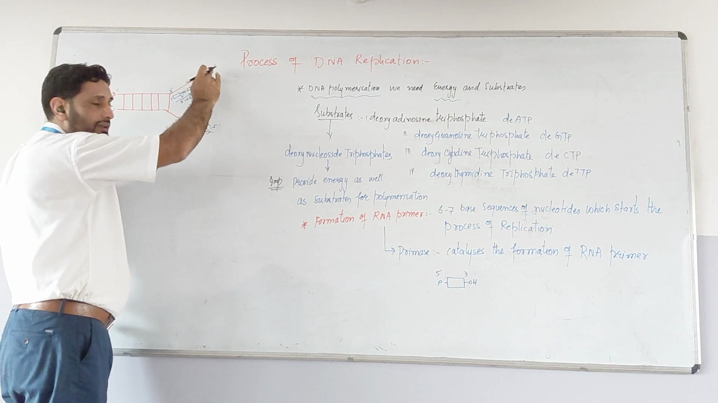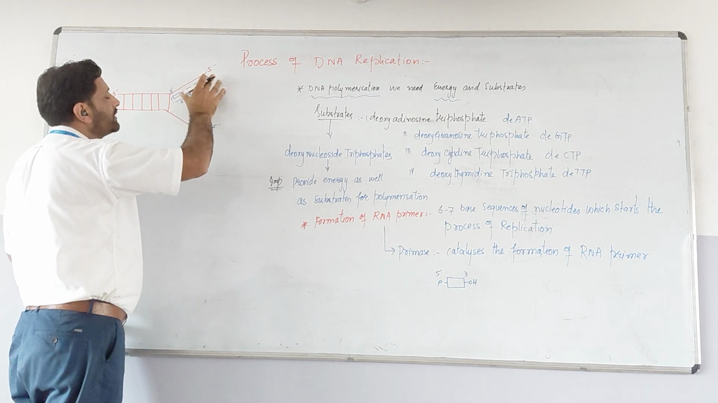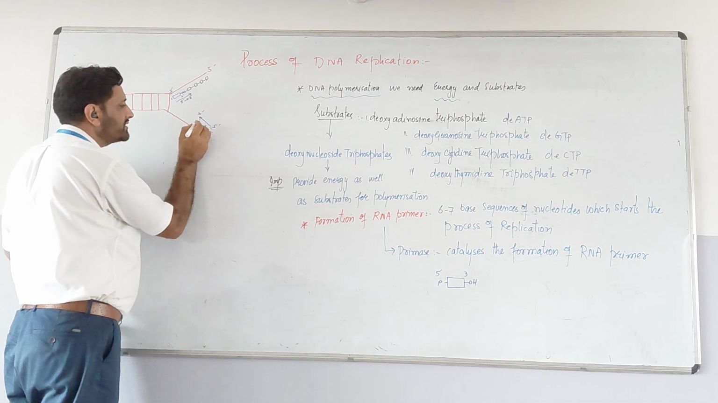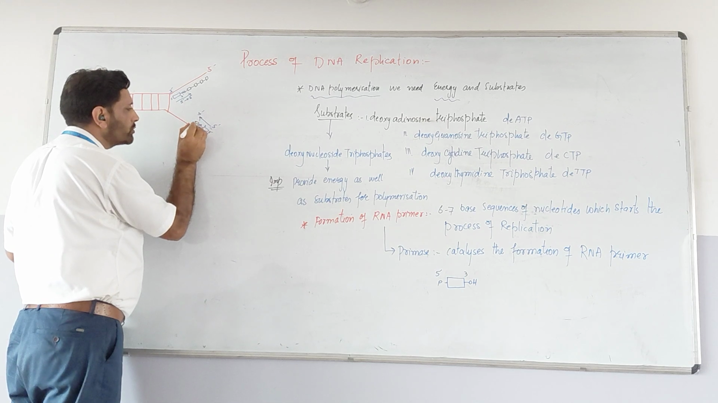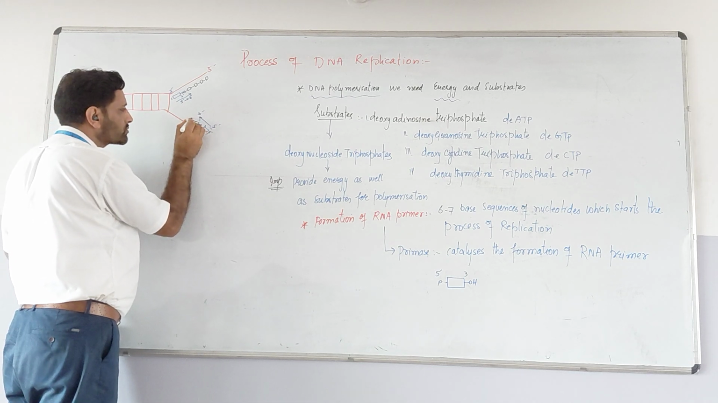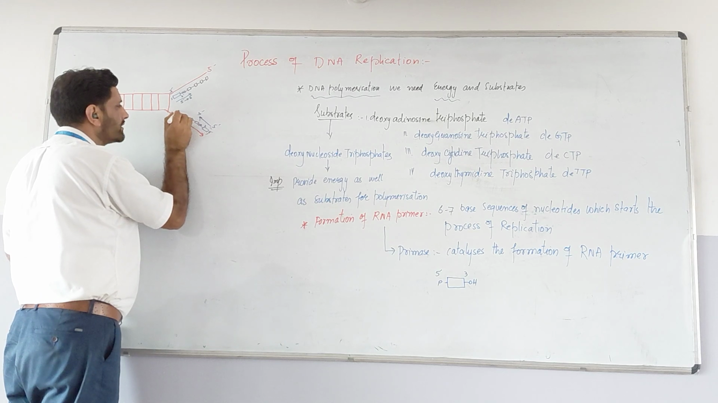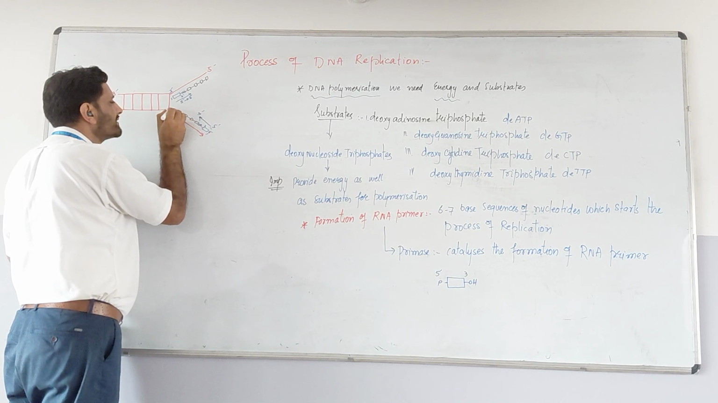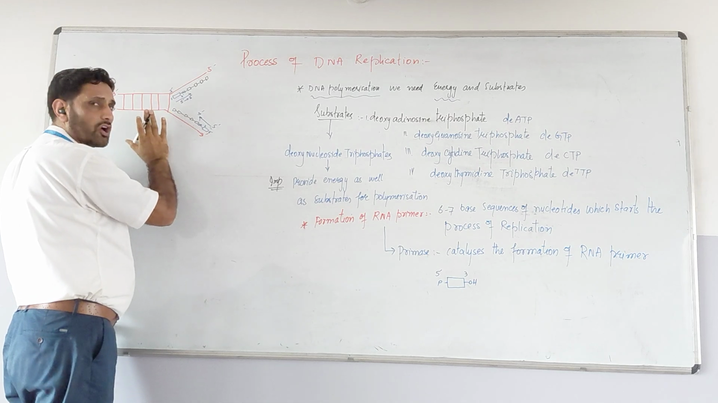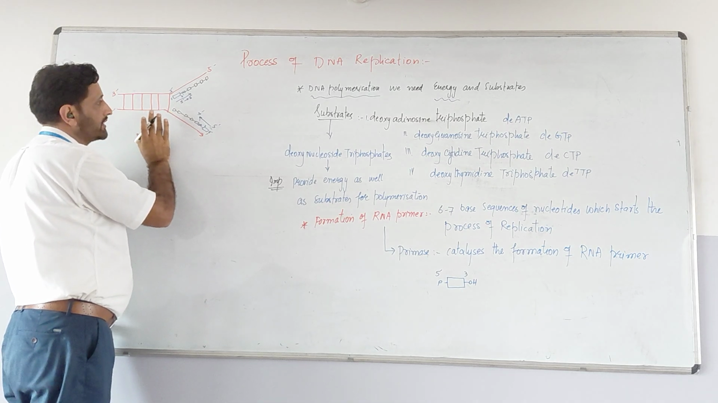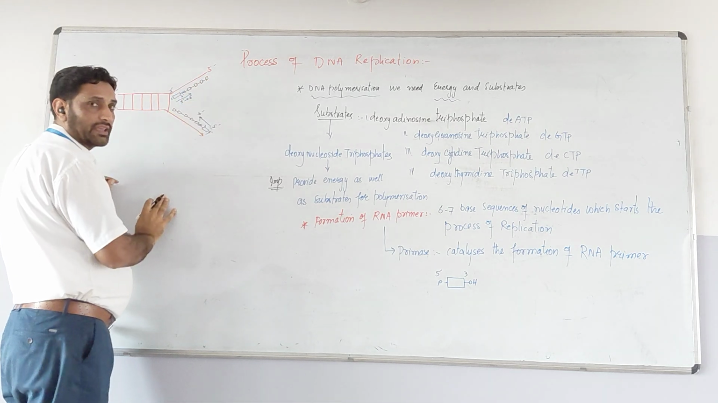Is this clear? So this strand will be completed here, but this strand will add nucleotides towards the inside. Many nucleotides will be added here, so it will reach the ORI side where unwinding has not taken place yet. So this is the first phase of the replication.